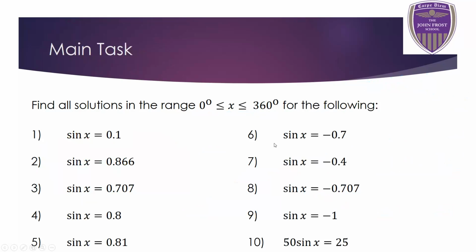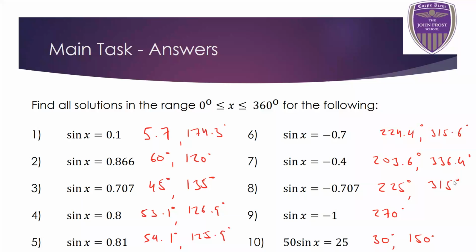All right, so on to the main task then. I want you to have a go at those ones. Pause the video, press play when you're ready for the answers. Okay, so welcome back. These are the solutions that you should have got. So double check any that you're unsure. Double check with the rounding. It just depends on how accurate you've been. And just for question 10, what you would need to do for this one is divide by 50 first. So you should be doing sine x equals 25 over 50, which is a half, isn't it? So basically sine to the minus 1 of 0.5 would give you those values.